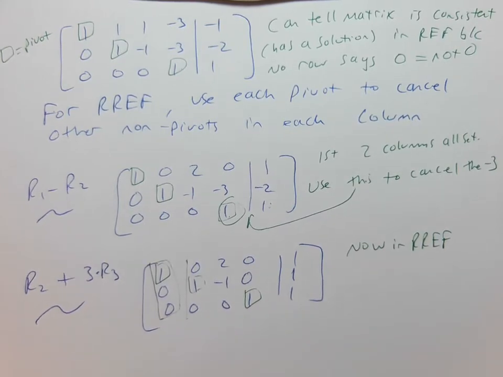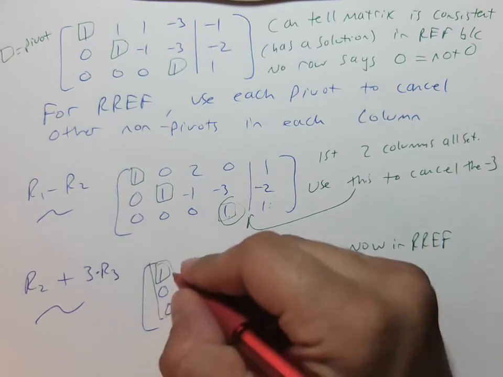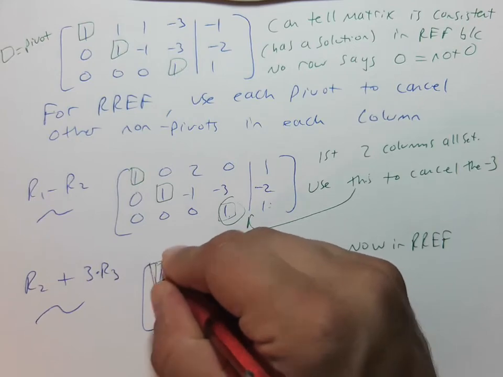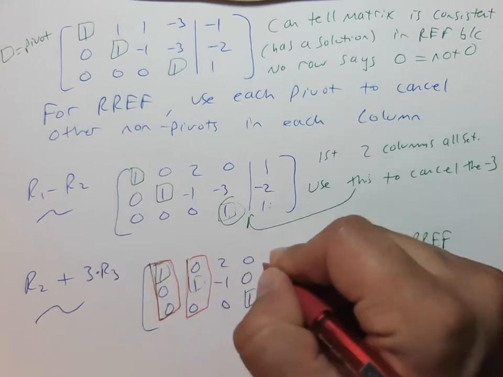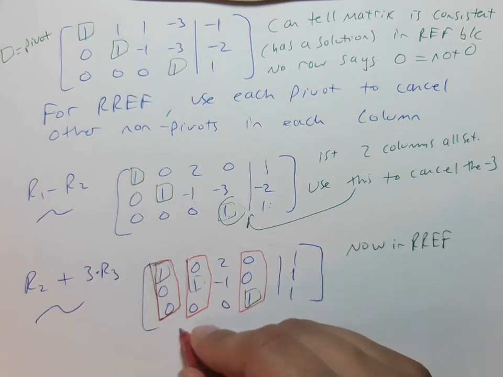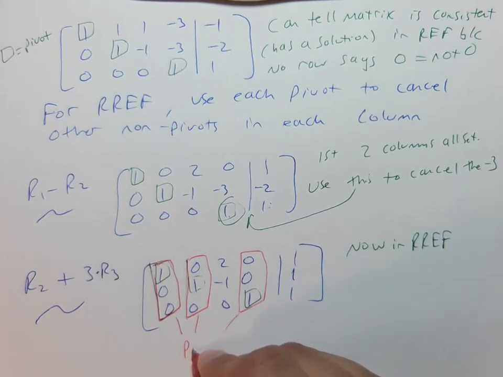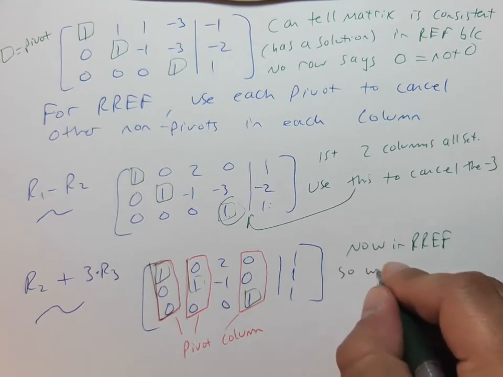Grab another pen here. This one, and this one. These are the pivot columns. Again, pivot column just means it's a column that has a pivot in it. Now when we want to solve the matrix, so now that it's in REF, we can solve it.